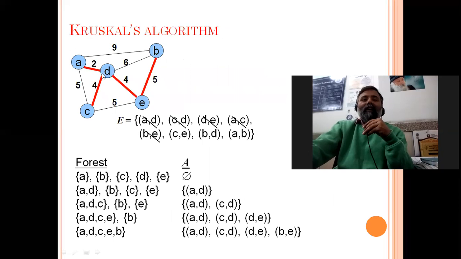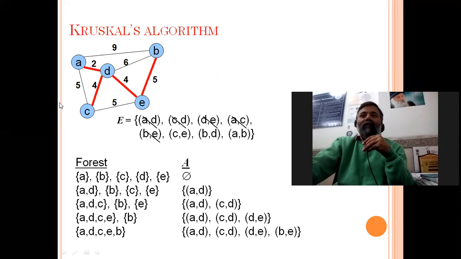Now take this example. This is the same graph we have taken for Prim's algorithm. So this is the edge set we have sorted in the initial stage, and these are the sets corresponding to each vertex A, B, C, D, E. And this is the set A of safe edges. Initially it is empty. So this is the initialization step.